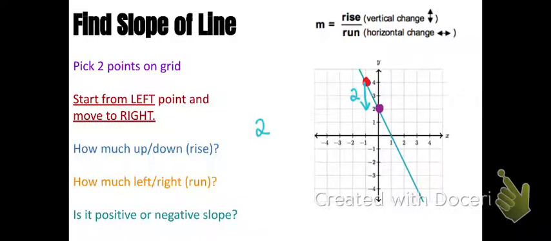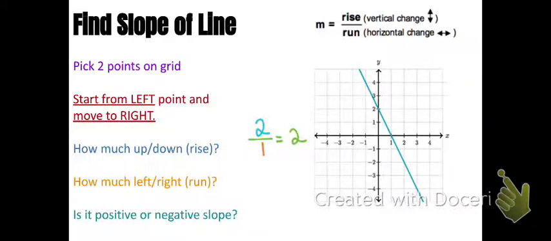And then how much do I go left to right? 1. So 2 is my rise, 1 is my run, my denominator. Now let's simplify. 2 divided by 1 is 2. Is that it? Is that my slope? Not done yet. The last question is this slope positive or negative? Is the answer positive 2 or negative 2?